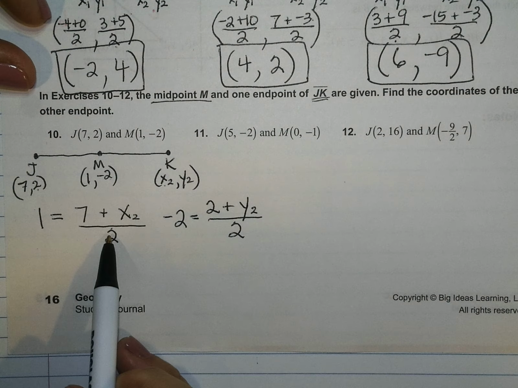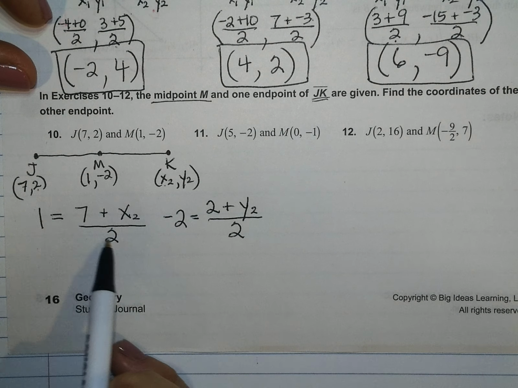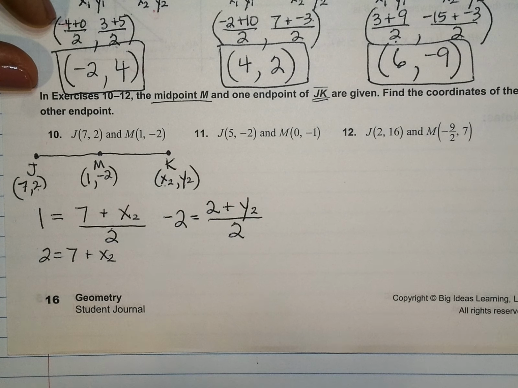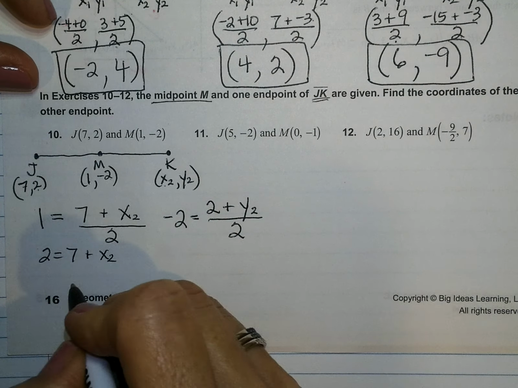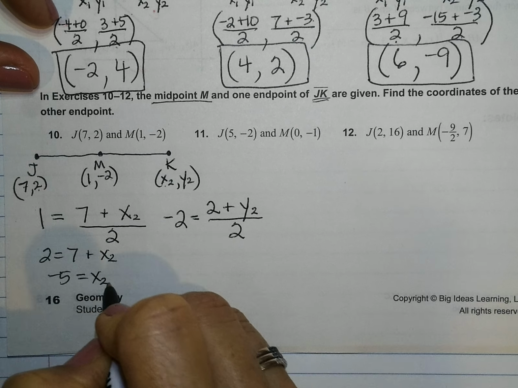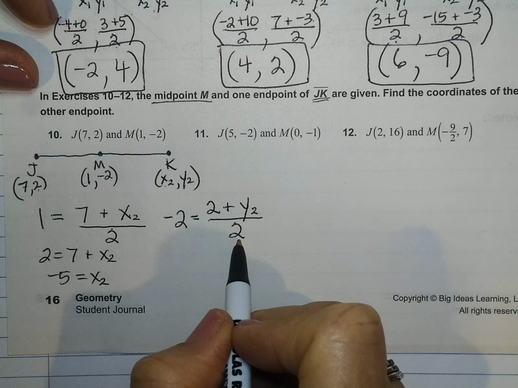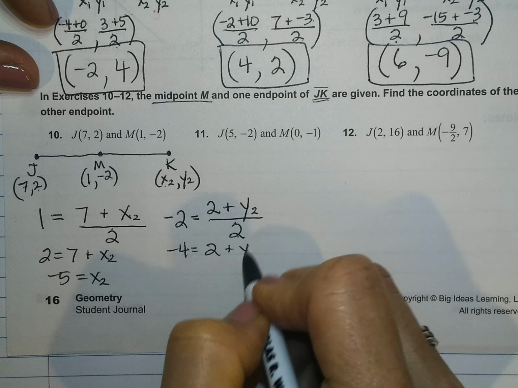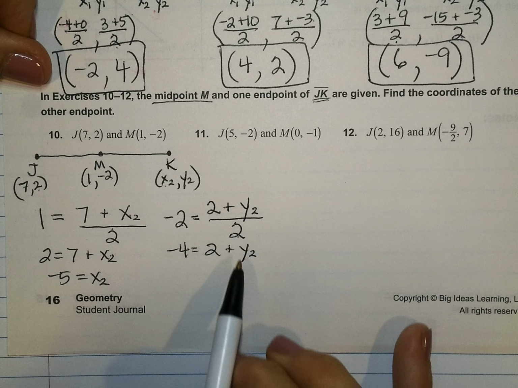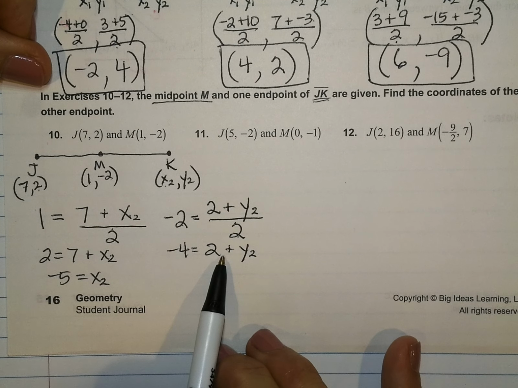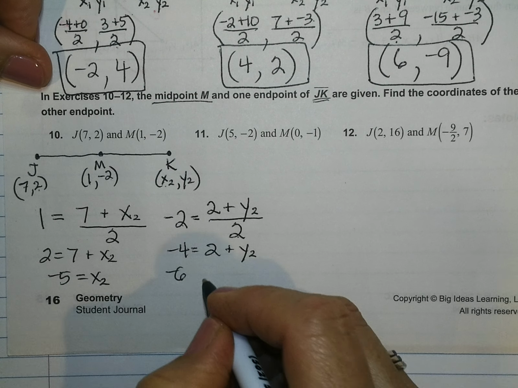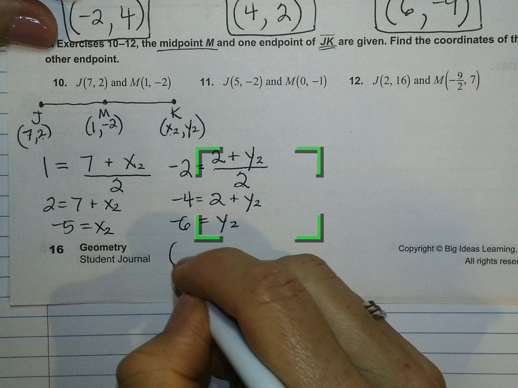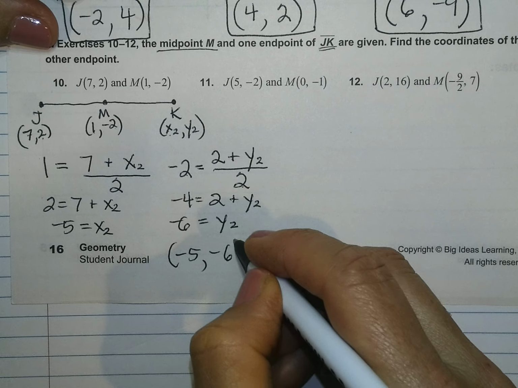This is division by 2, so you're going to get rid of that first. You're going to multiply both sides by 2. You get 2 equals 7 plus x2. I subtract 7 from both sides, and I get negative 5 equals x sub 2. Here, same thing, multiply both sides by 2. Negative 4 equals 2 plus y sub 2. I want to subtract 2 to get rid of that. So negative 4 minus 2 is negative 6. And so the coordinates of the other endpoint are going to be negative 5 for the x, negative 6 for the y.